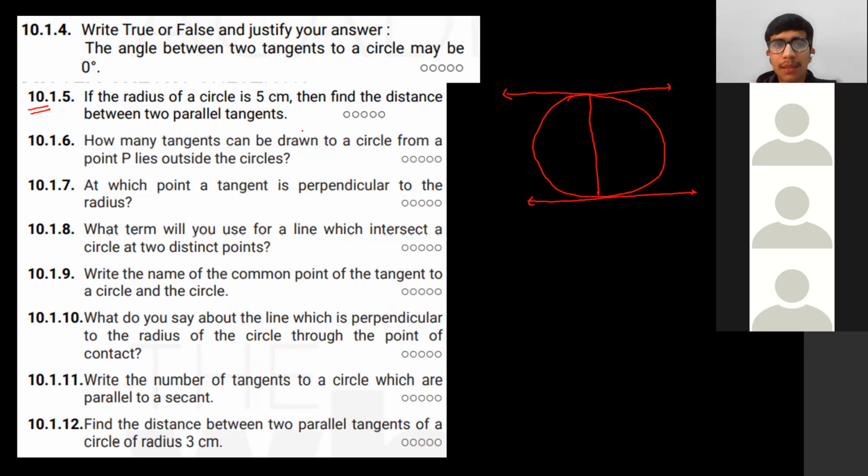So equation में क्या बोला है कि we have the radius of the circle, the radius is 5. So we have to find the distance between two parallel tangents. So ये दो हमारे parallel tangents हैं, इनके बीच में distance क्या है, diameter के equal, right? So diameter is the distance between these two tangents. So diameter will be equal to 2 times of radius, which is equal to 10. Okay.